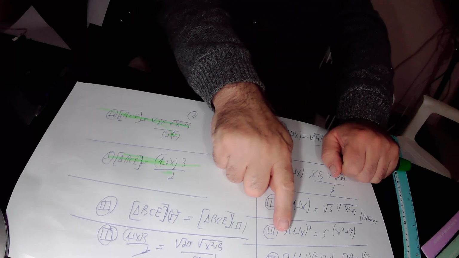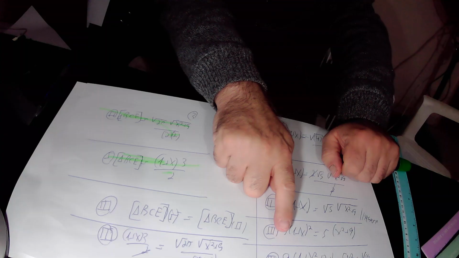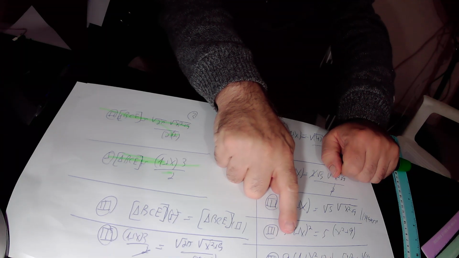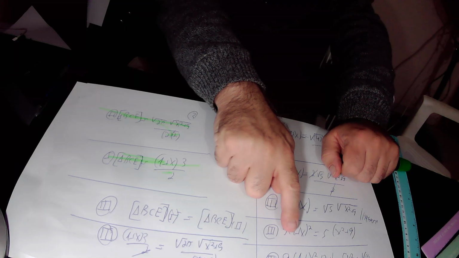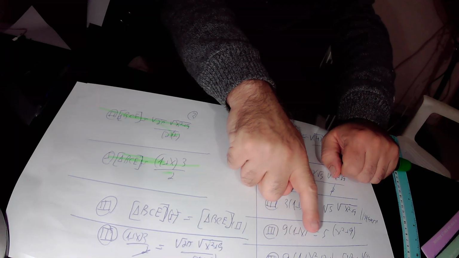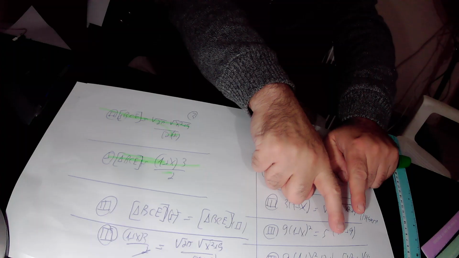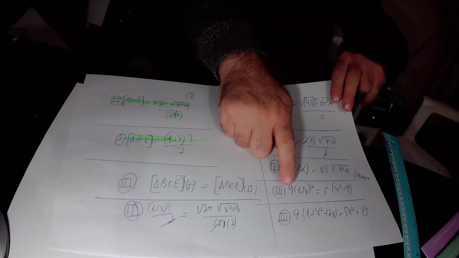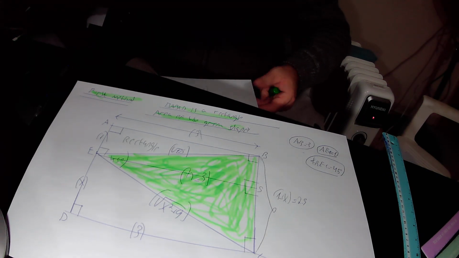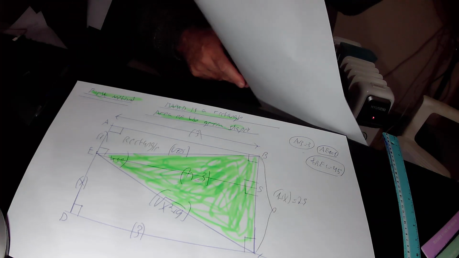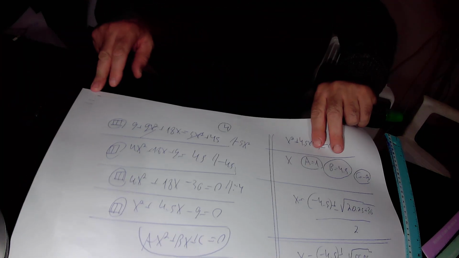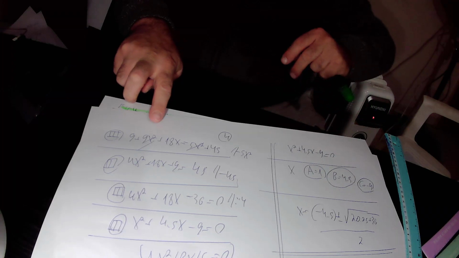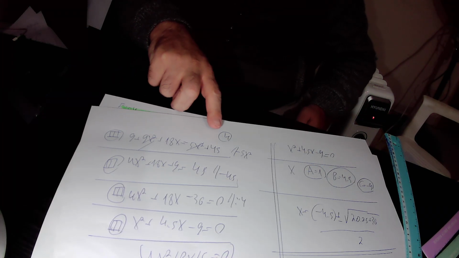We open the brackets on this side of the equation. 9 times 1 is 9, 9 times x squared is 9x squared, and 9 times 2x is 18x, equals 5x squared plus 45. After we open the brackets, we find 9 plus 9x squared plus 18x equals 5x squared plus 45.